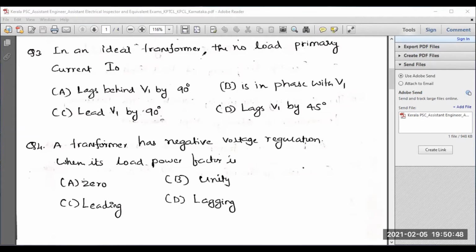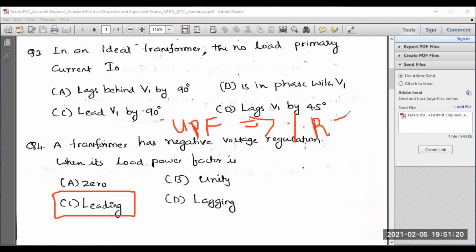A transformer has negative voltage regulation when its load power factor is 0, unity, leading, lagging. Actually, the right answer is that a transformer has a negative voltage regulation when the power factor is leading. At that time, you will be getting negative voltage regulation. You have to draw the phasor diagram, then you will come to know. Regarding unity power factor, let me write UPF. Regarding unity power factor, the percentage regulation will be positive. Percentage regulation, I'll be writing percentage R, it should be positive. Please note down this.